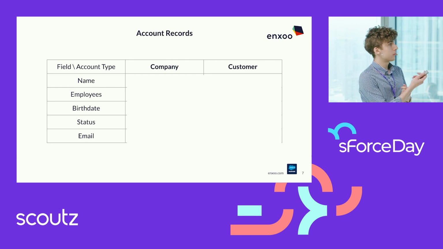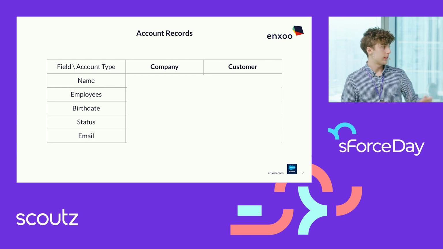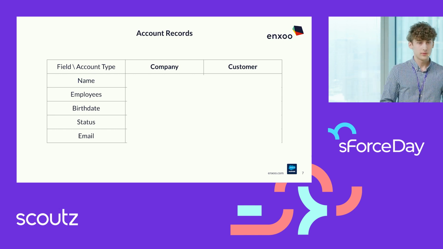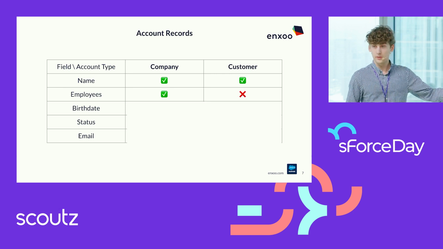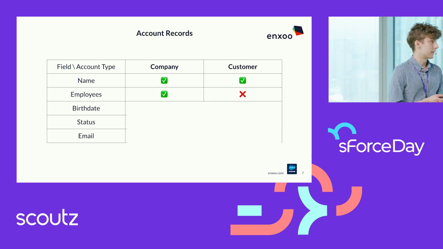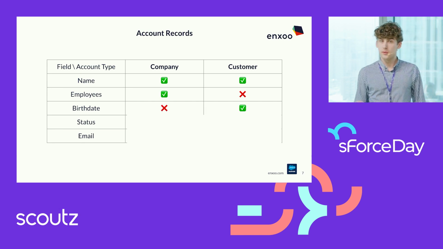Let's say our client has an account in Salesforce with two types, company and customer. We'll have some fields that should be universal for both types, but some fields should be just for a specific type. The first one is easy, name. We want it on customer and company both. The next one is employees. The employee number should be only visible on company because the customer is a single person, so we don't want it on the customer. The next one is birth date, and we want it on customer, but we do not want it on company.